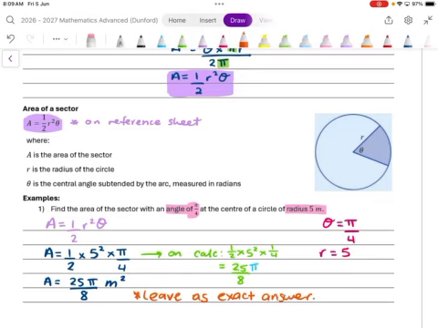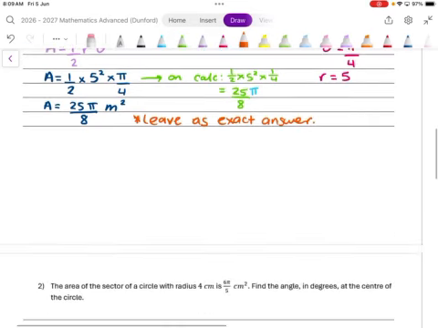So with our next example, we're going to do one where we have our radius and we're being given our area of our sector. How we know we've been given our area of our sector for the next one is because we have centimetres squared next to our unit instead of just centimetres. And then we're going to have to find the angle in degrees at the centre of the circle.